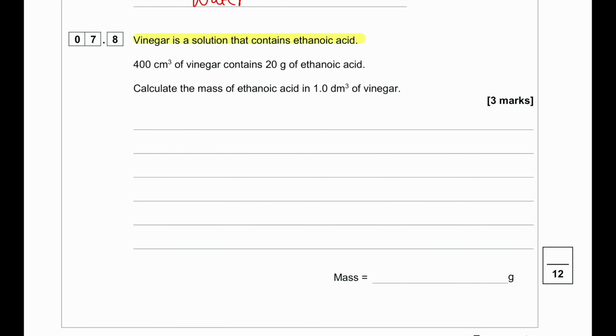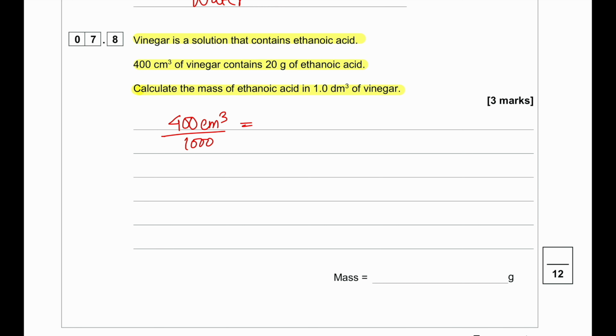Vinegar is a solution that contains ethanoic acid. 400 cm³ of vinegar contains 20 grams of ethanoic acid. Calculate the mass of ethanoic acid in 1 dm³ of vinegar. So 400 cm³ is equal to 0.4 dm³. Then what we're going to do is divide the 1 dm³ by 0.4.